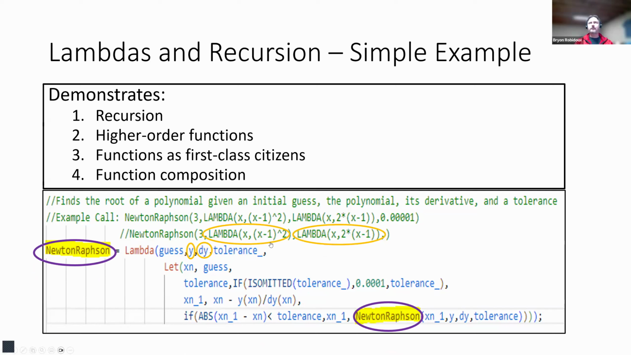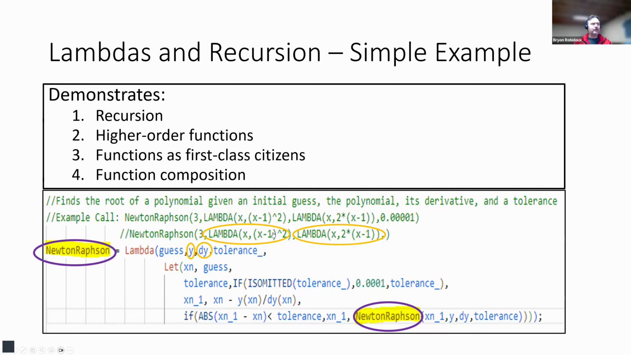So right now, the function that I'm trying to find the root of is (x - 1)^2. If I give it a lambda, which is the function (x - 1)^2, and I give it a second lambda, which is the derivative of (x - 1)^2, and I put that in there, then I can find what the root of that function is, which is obviously 1.